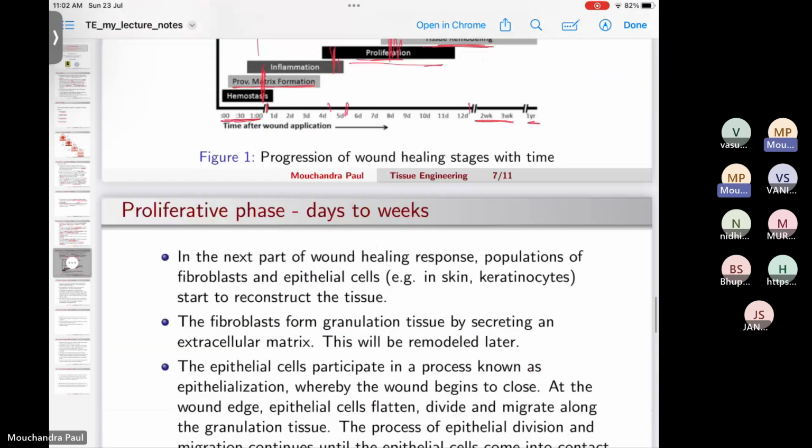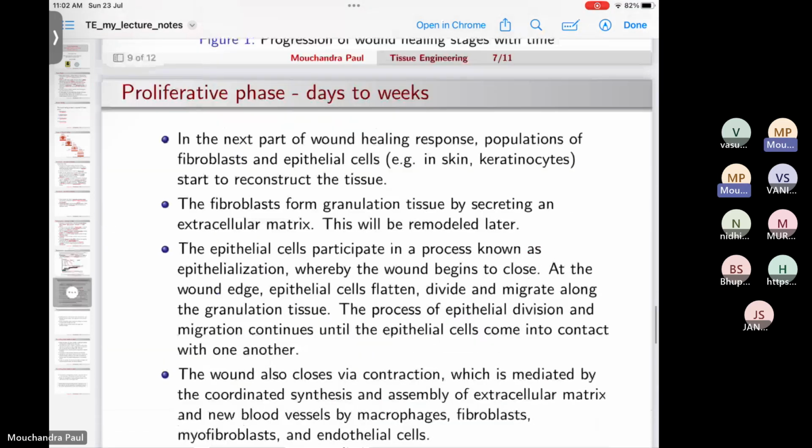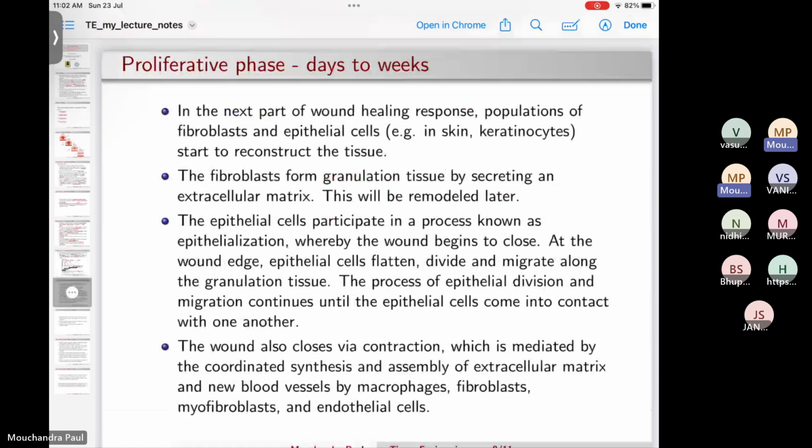I'll take 10 more minutes and finish up this topic. Then the proliferative phase can take from days to weeks. In the next part of the wound healing response, the populations of fibroblasts and endothelial cells start to reconstruct the tissue, as I told you.